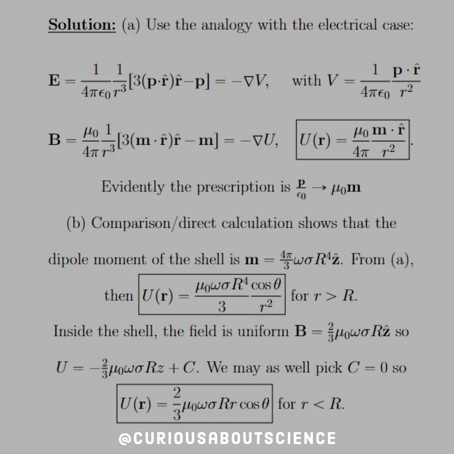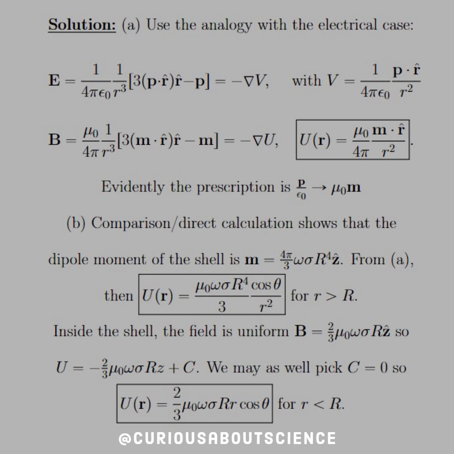With the magnetic version, given the field, and since we know that the suspected scalar potential exists, it would take a similar form. So we say that U is equal to mu naught over 4 pi m, the magnetic dipole, dot r hat divided by r squared. Evidently, the prescription here for the analogy is p over epsilon naught goes to mu naught m. All right, fair enough. Part B.